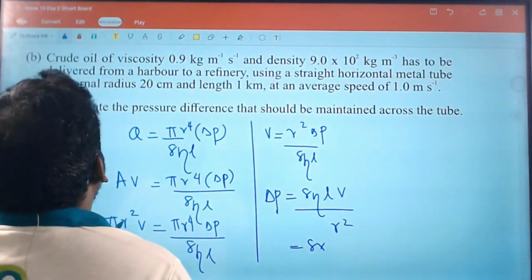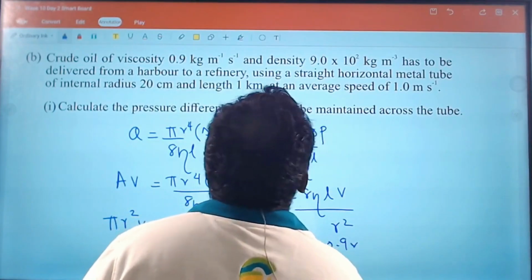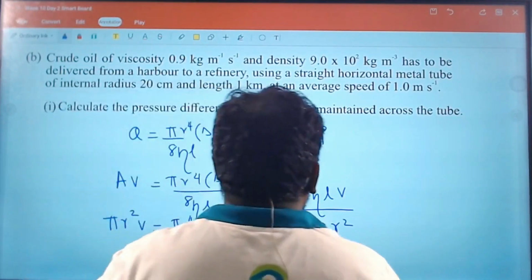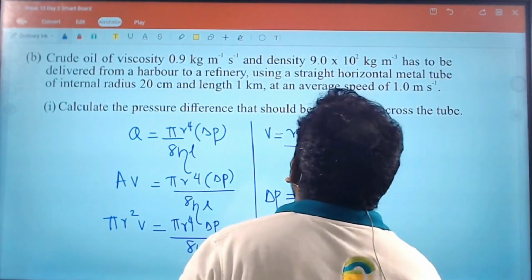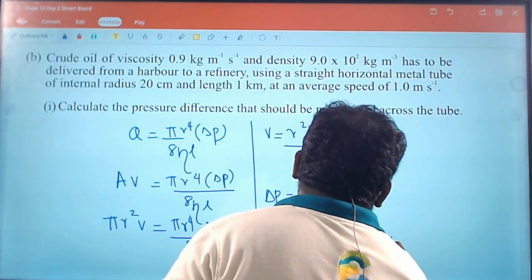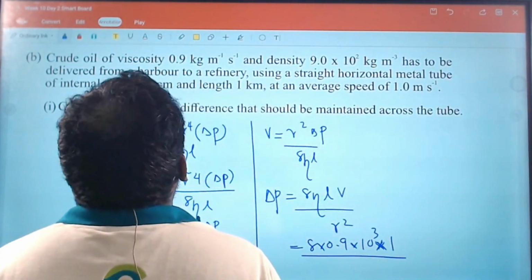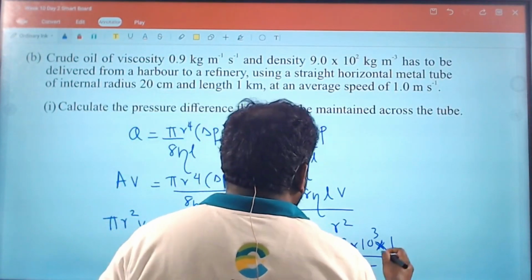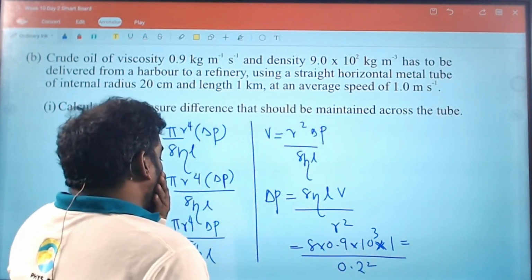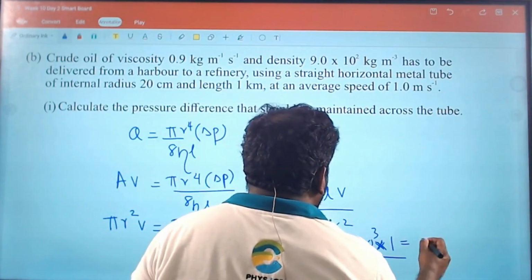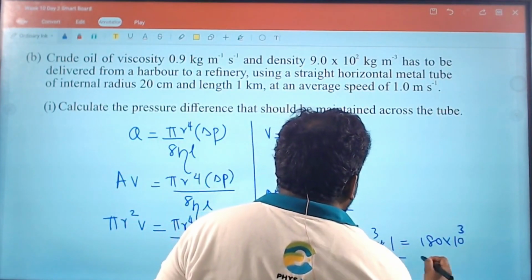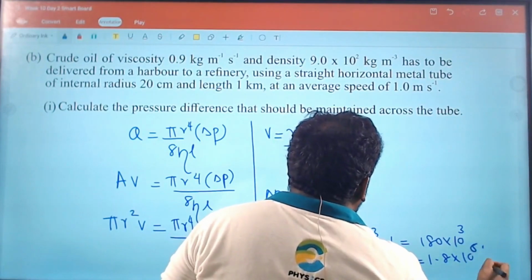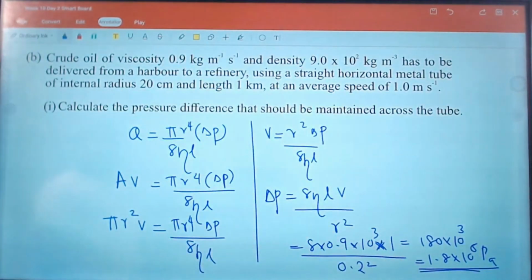Eta value 0.9. Length 1 kilometer. Velocity average 1. Radius 0.2 squared. Simplified, 0.04. 800 divided by 4, 200. 180 10 to the power 3. 1.8 10 to the power 5 Pascal. So 1.8 10 to the power 5 Pascal. Right. Easily found.